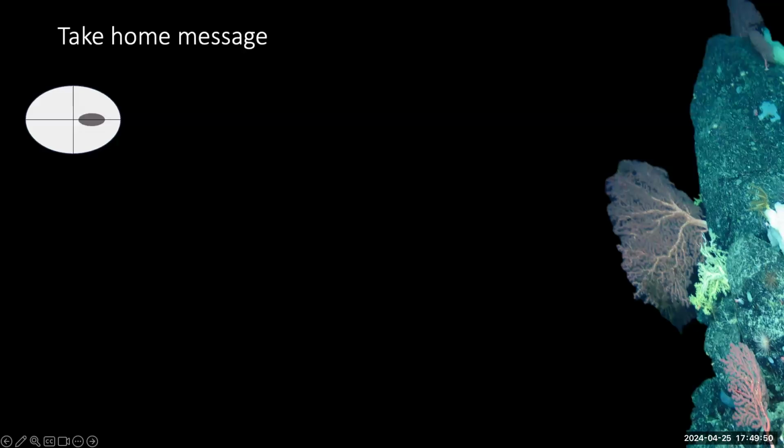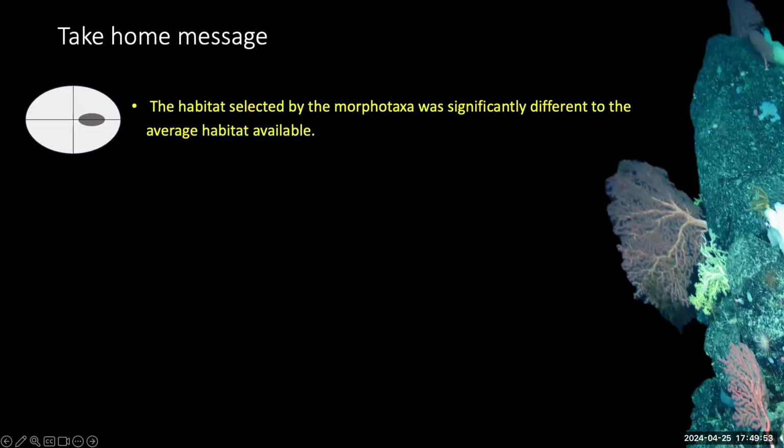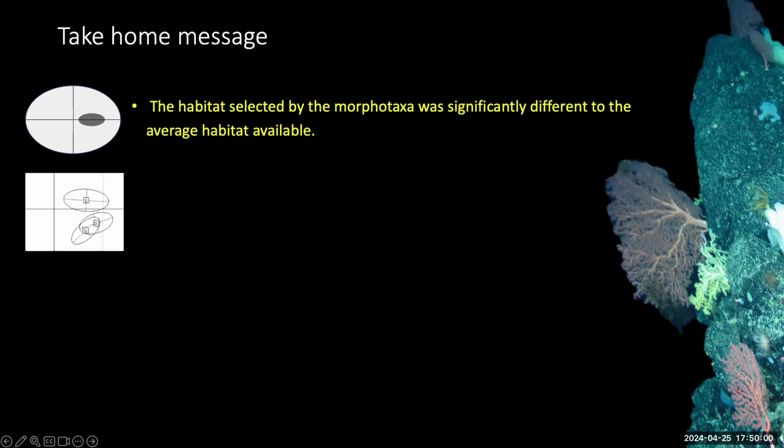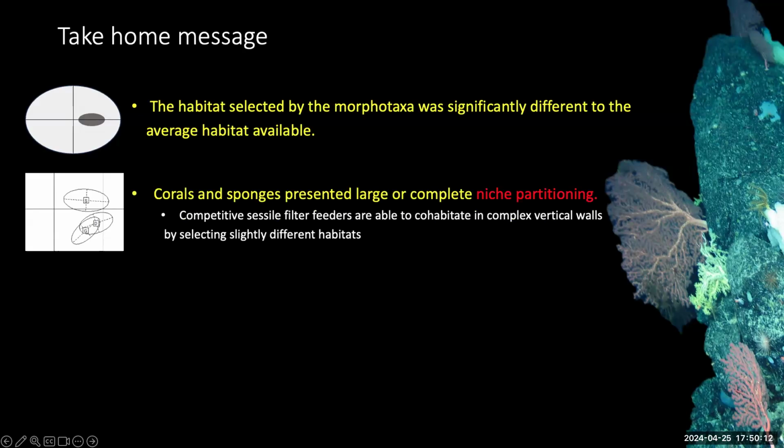So the take-home message is that the habitat selected by the morphospecies was significantly different to the average habitat available. So they do have a habitat selection. And there was some level of niche differentiation, more between sponges and corals than between similar sponges. And that is interesting because that shows that this niche partitioning is happening at a certain level in vertical walls. And even only using terrain variables, we were able to detect that. So this niche partitioning indicates that these competitive sessile filter feeders might be able to cohabit in these complex vertical walls by selecting slightly different habitats.